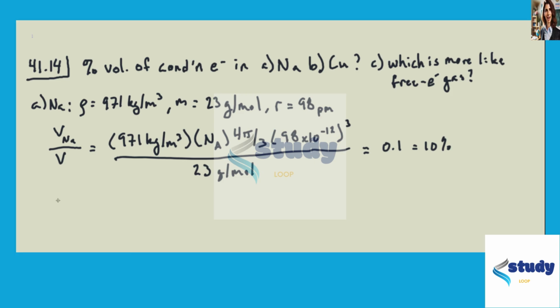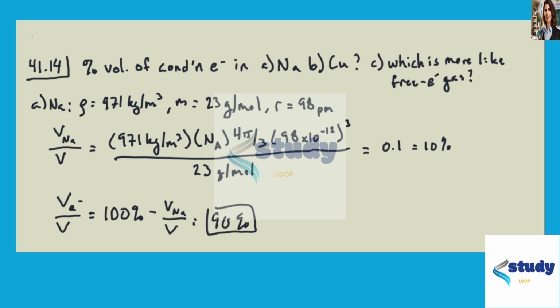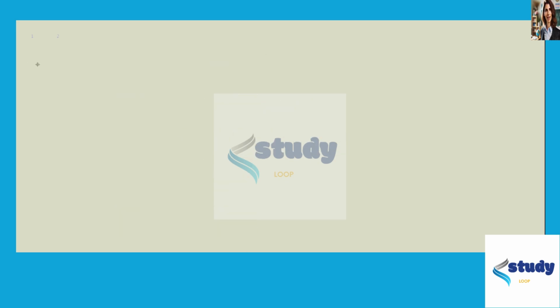Oh, right, yeah. So then the volume of the electrons is going to be 100% minus the percent the sodium ions make up, which is 90%. So now we rinse and repeat for copper.